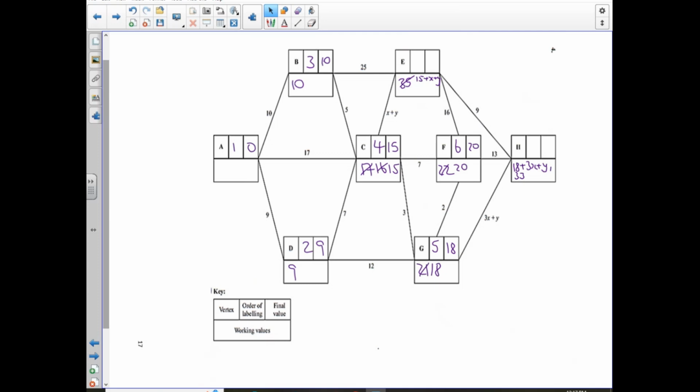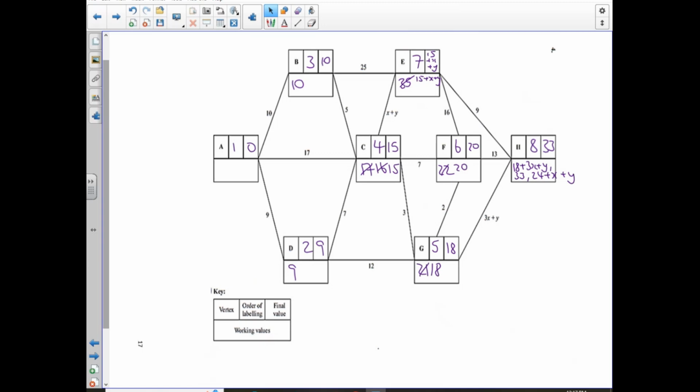Next one we're going to label up is E. So that's number 7. This is 15 plus X plus Y. Squeeze that in there. Add on the 9 gives me 24 plus X plus Y. So I've got 3 different options to get into H. I'm going to label H up with the number 8, and I'm going to label it up with the value 33, because I know those 3 options that I've put in there are all equal to that.